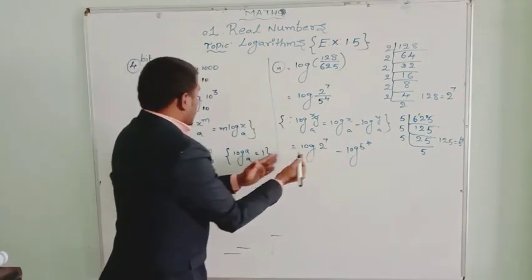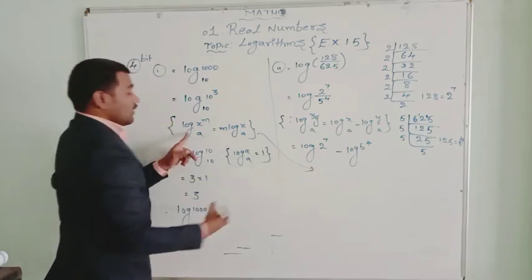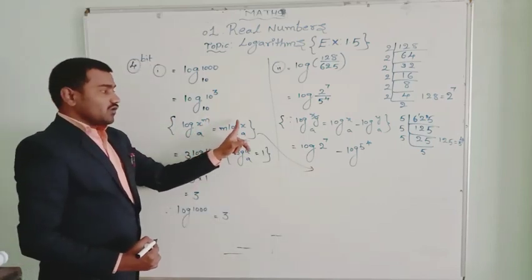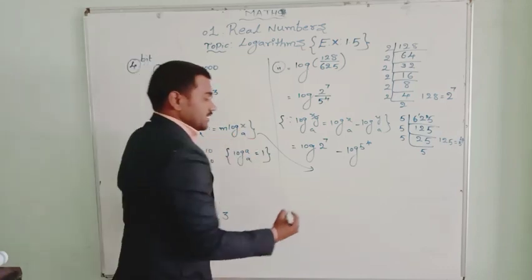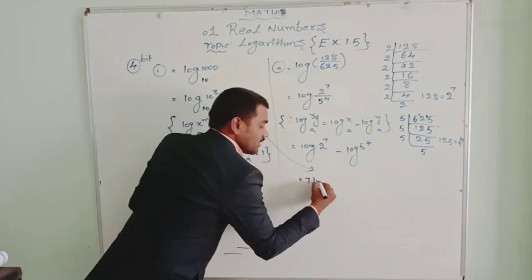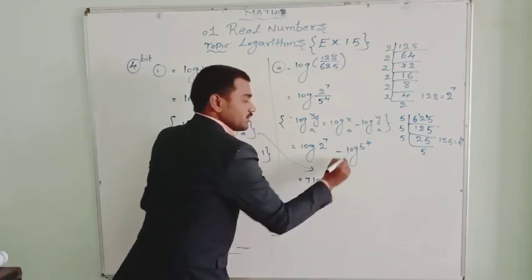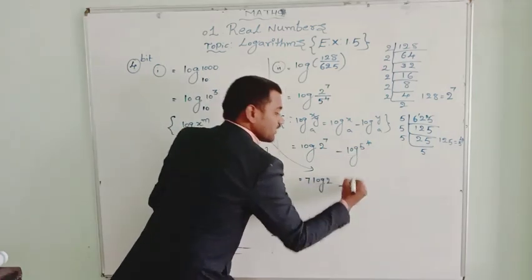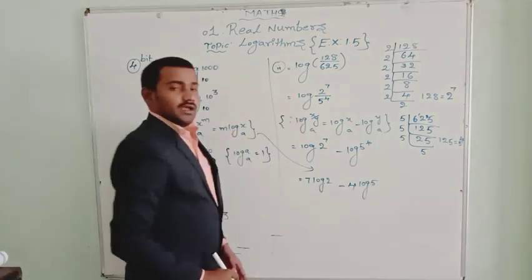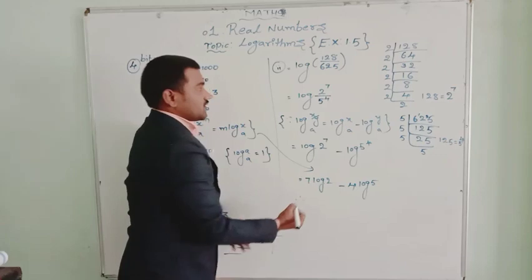Now it is again in the form of log x to the power of m base a, which is given as m log x base a. So this 7 comes in front of the log, that is 7 log 2, minus this 4 will come here, 4 log 5. Hence this is the answer to this question.